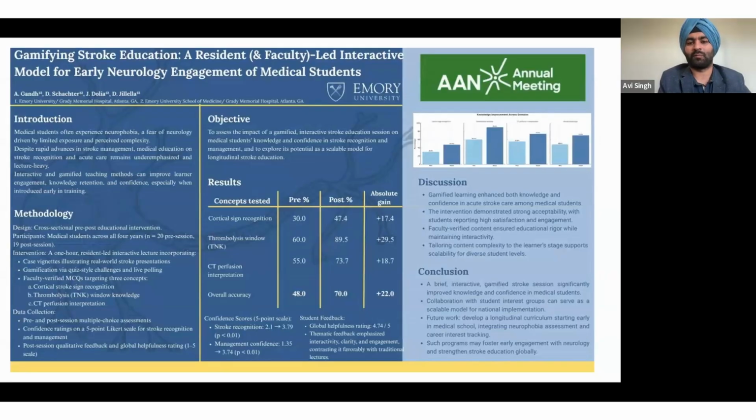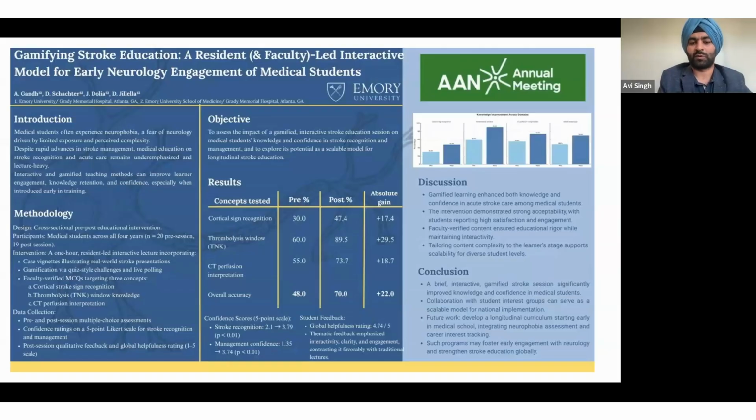Absolute gain was 17.4%, 29.5%, and 18.7% for the three questions respectively. The important thing to understand is that although objectively we do have an increase, the people who already got these questions right did endorse a greater understanding of the concept as well, which I think was a very important realization. And I will be talking about how these specific signs were tested in three specific questions before and after.